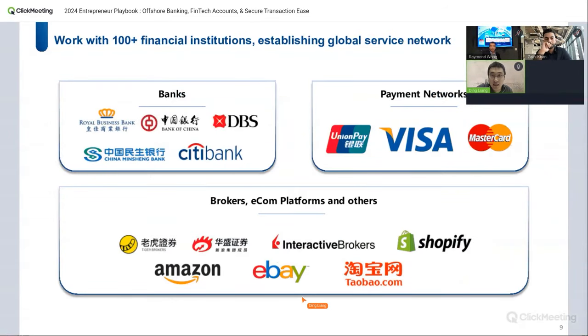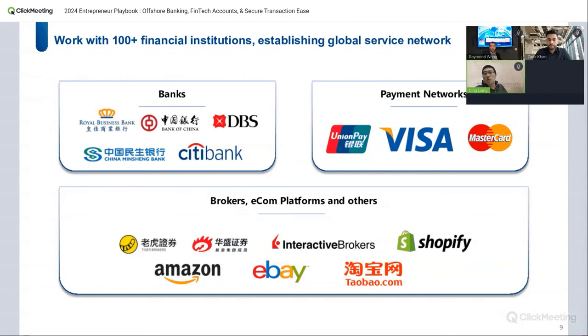And our second core capability is that we built a network of partners to serve our clients. In terms of banks, we work with banks from all different countries, which helps us to support different currencies and transactions into different continents, right? We are also members of UnionPay, Visa and MasterCard, and we work with a lot of brokers in case you do US stocks. We also work with Amazon, eBay, and those e-commerce platforms.